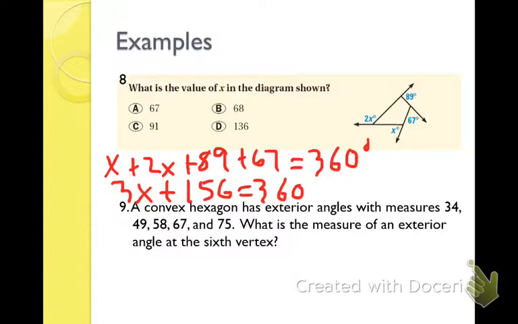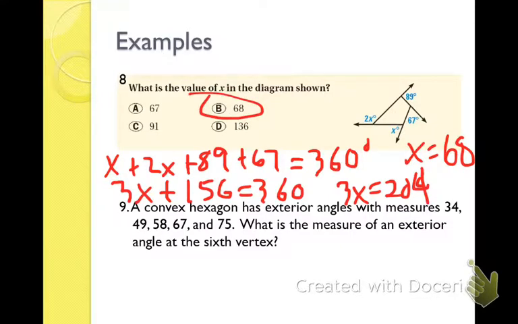So we subtract 156 from 360. 204. 3x equals 204. So x equals 68. X equals 68. Answer is B. Questions?